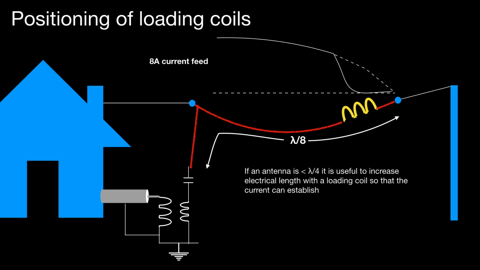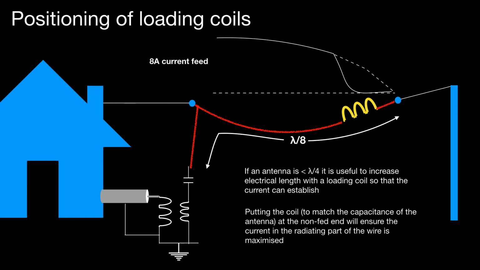So we can say if an antenna is less than lambda by 4, it's useful to increase the electrical length with the loading coil so that current can establish. But putting the coil, to match the capacitance of the antenna, at the non-feed end will ensure that the current in the radiating part of the wire is minimized. We would have had a minimum current in the far end of the wire anyway, so if there's ever a place to cram up the radiating elements, then do it in the low current part rather than in the high current part of the antenna.